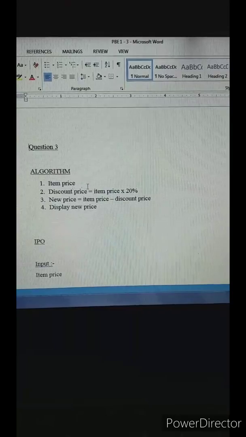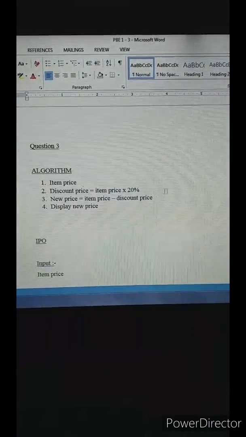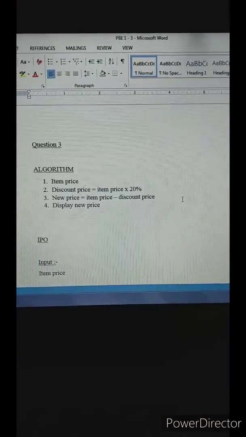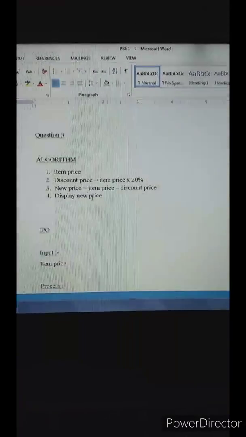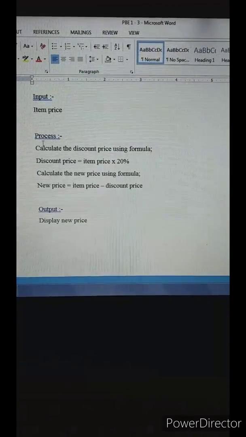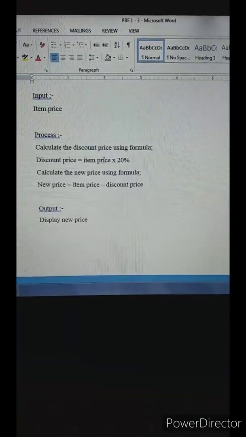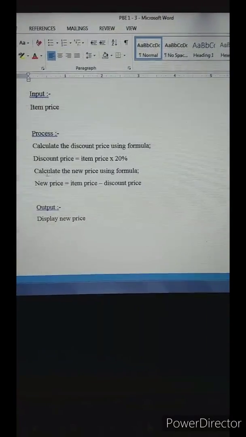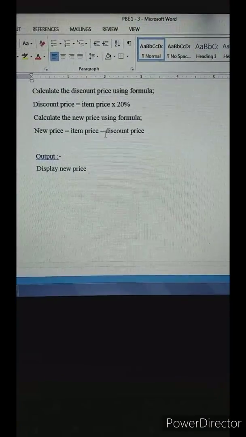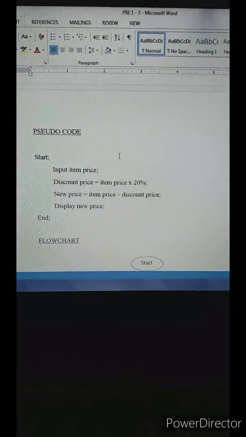The algorithm will be item price, discount price is equal to item price times 20% discount, and the new price will be item price minus the discount price, and then display the new price. The IPO will be: input will be item price, process will be calculation of discount price. The discount price calculation will be item price times 20%, and then calculate the new price using the formula, which is new price equals item price minus discount price, and then the output will be display new price.